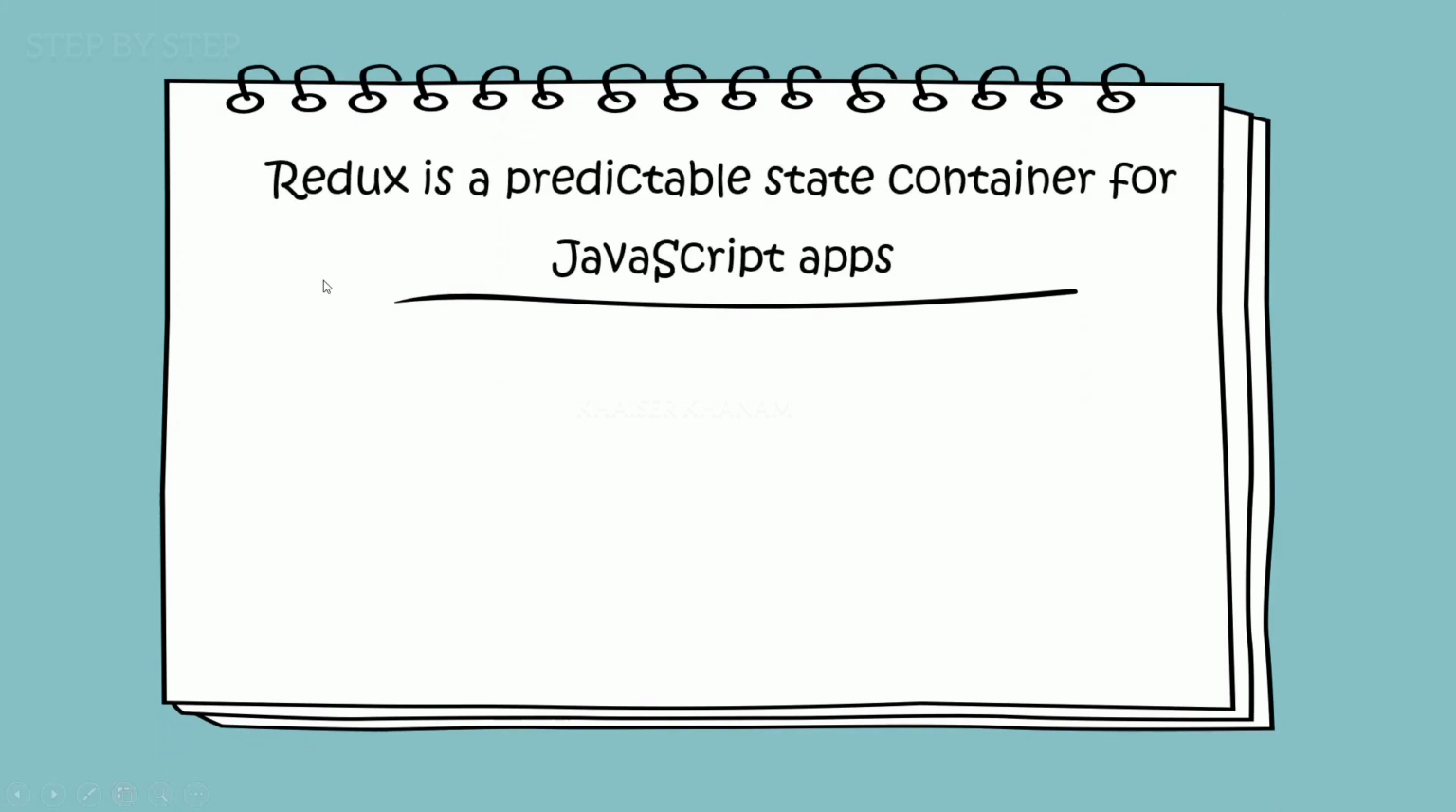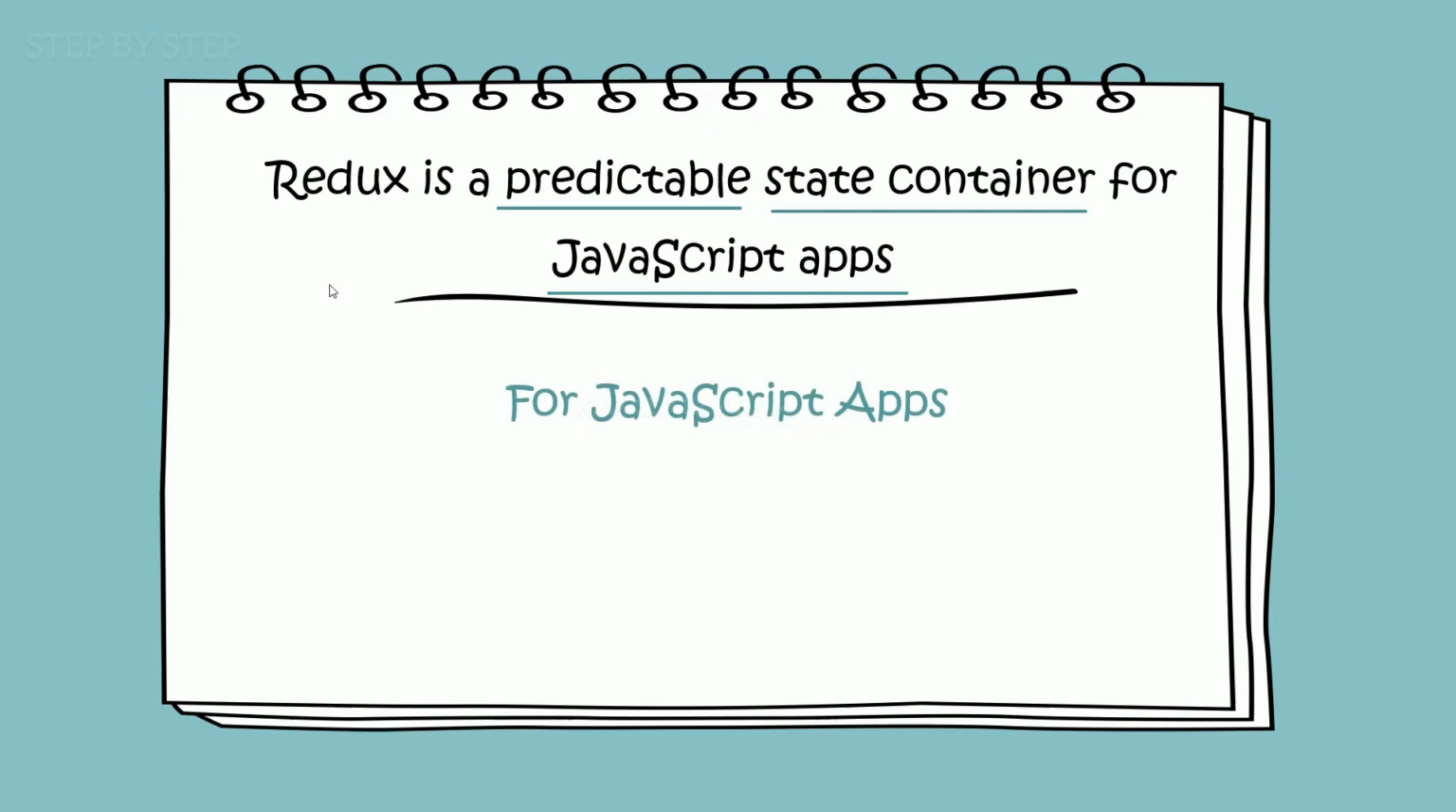We have seen this definition. Redux is a predictable state container for JavaScript apps. In this definition, we have three things: predictable, state container, and JavaScript apps. Now, one by one, we are going to understand this. Once you understand these three things, 30% you will be aware of Redux. You will get to know what Redux is actually doing. So one by one we are going to see: JavaScript apps, predictable, and state container.